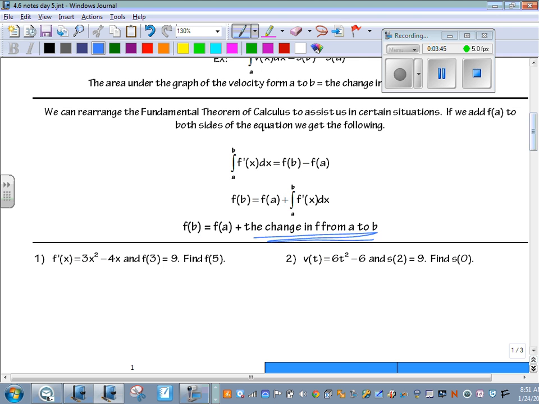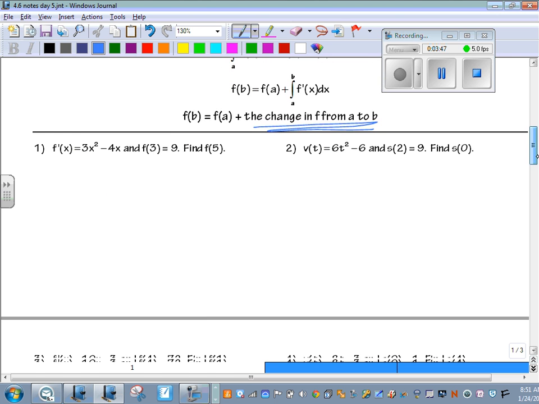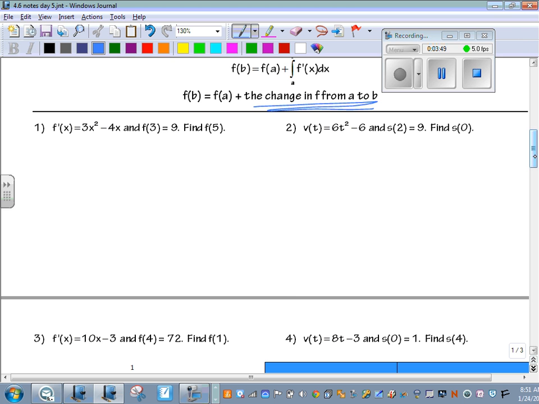So here are some basic ones where we would do that. For number one, we have our derivative. We have a value on the original function. We want to find another value on that original function. In the past, we would do the antiderivative of this. We'd have a plus c. Then we'd plug these numbers in, figure out what c is to get the original equation. Then we could put 5 in. So that's one technique we could use.